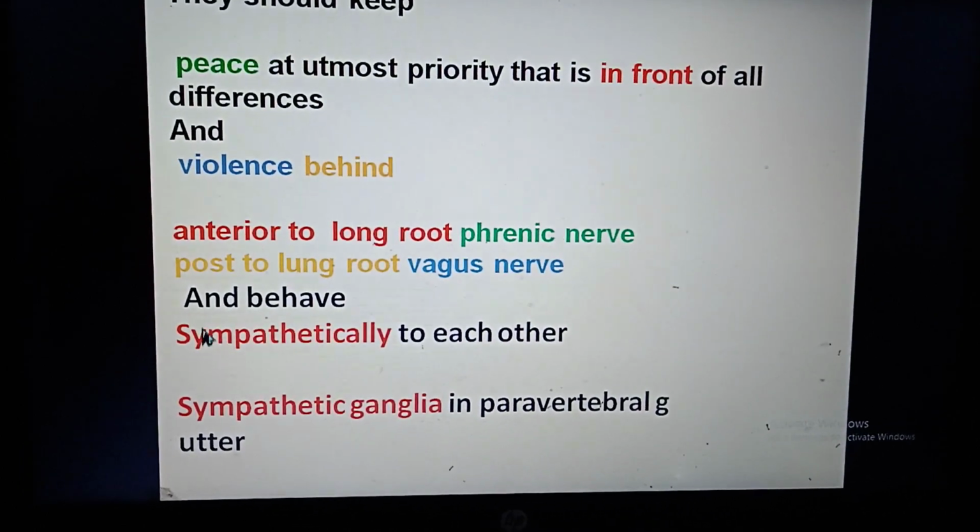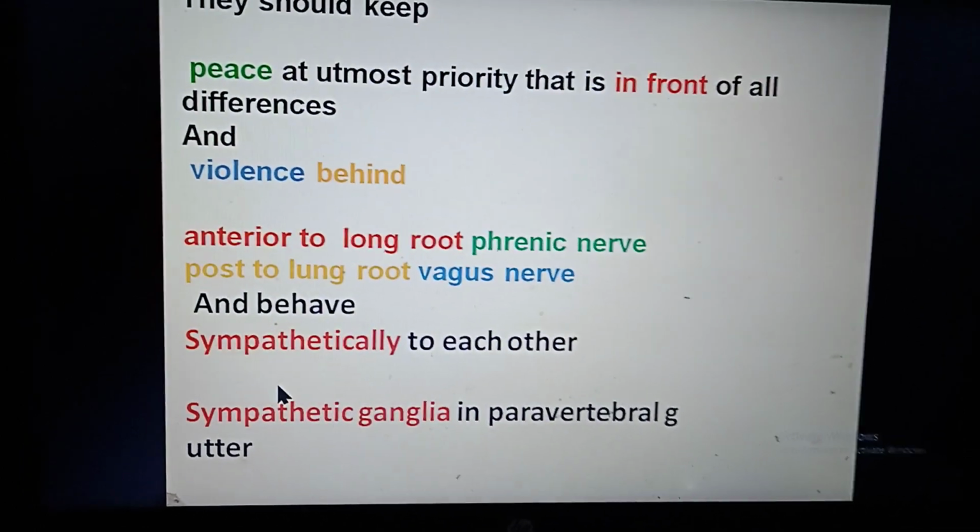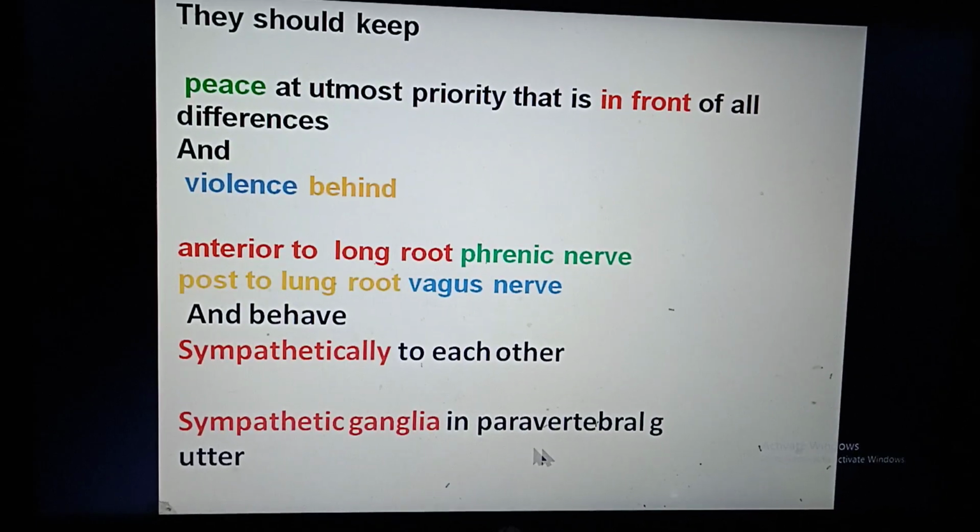And behave sympathetically to each other. That is the sympathetic ganglia in the paravertebral gutter.